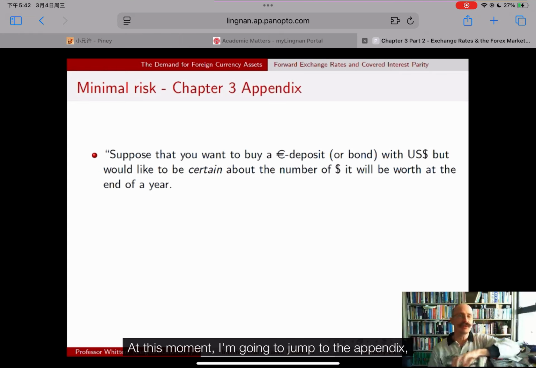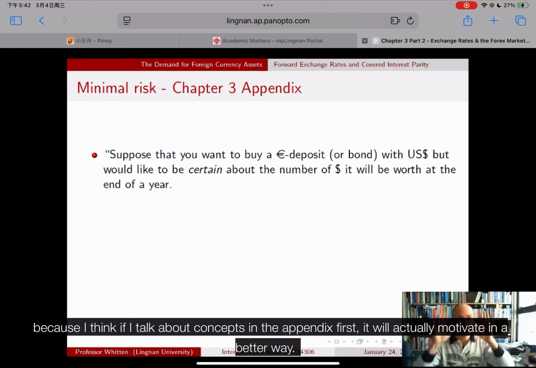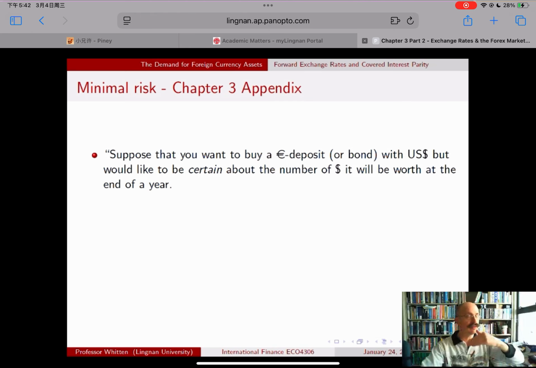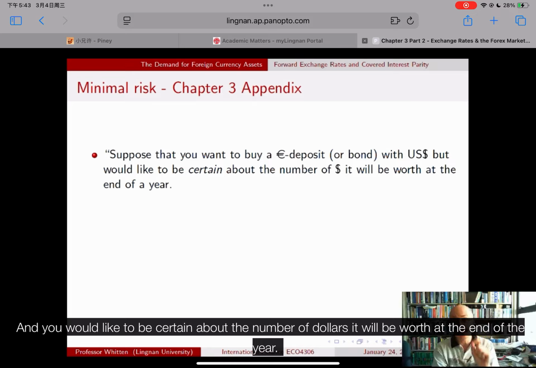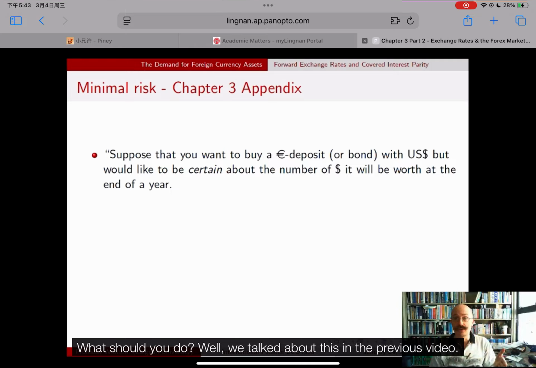At this moment, I'm going to jump to the appendix, because I think if I talk about concepts in the appendix first, it will actually motivate in a better way the main model we're going to discuss. Now, let's suppose you want to buy a euro deposit or a bond in the euro with US dollars, and you would like to be certain about the number of dollars it will be worth at the end of the year. What should you do?